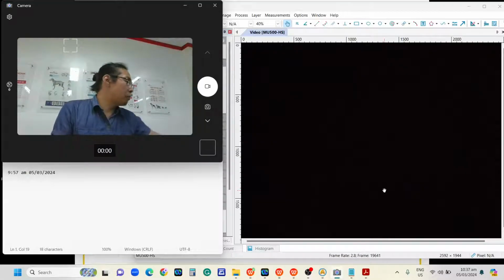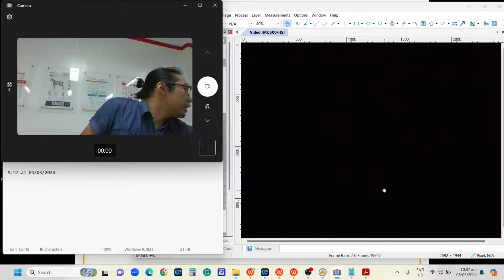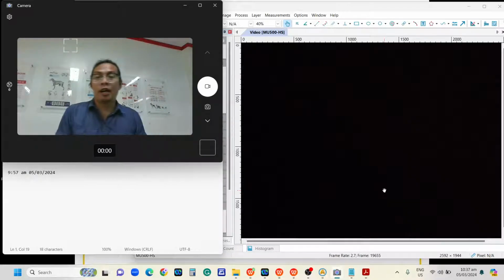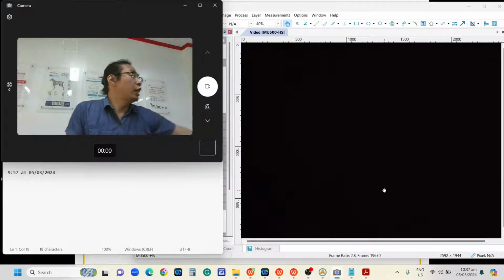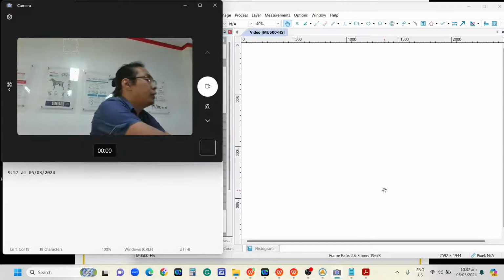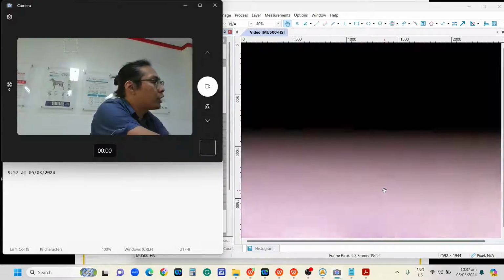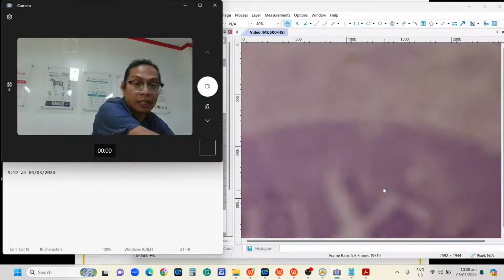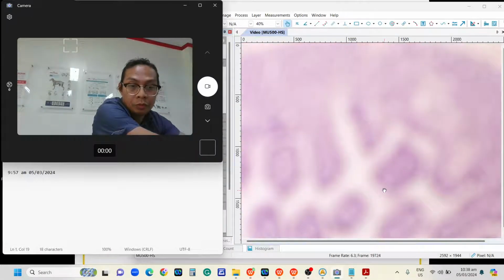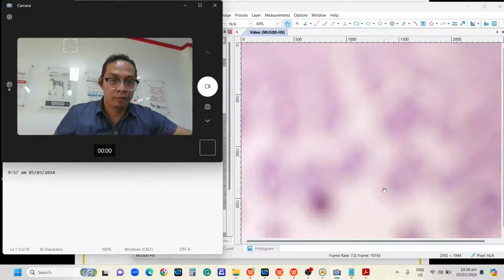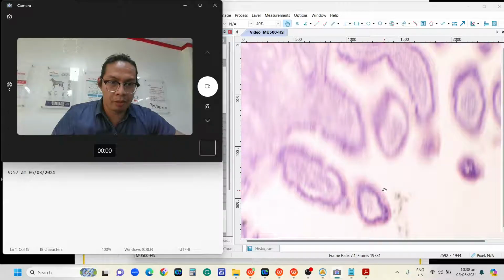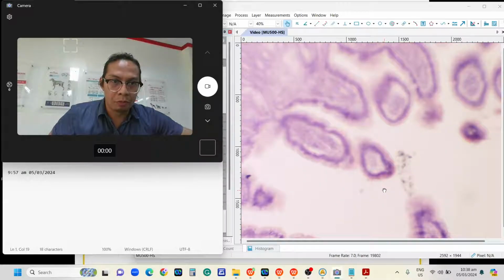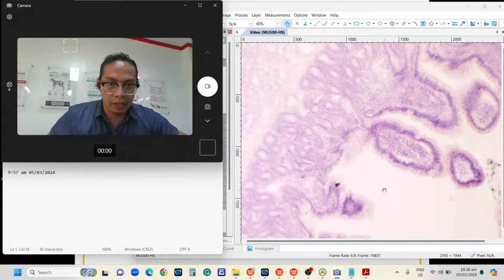We have an example of goblet cells in our tubular organs that are capable of secreting mucus. Such an example is the tubular organ duodenum. Okay? So the duodenum, of course, has a lining epithelium. Okay? So, it is a columnar epithelium.